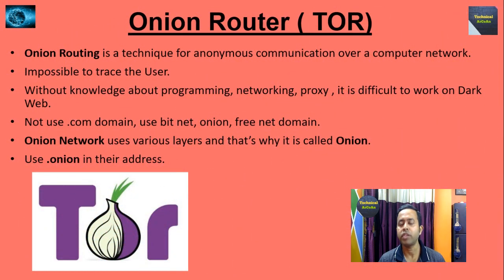Now we talk about the onion router. Onion routing is a technique for anonymous communication over a computer network. It is impossible to trace the user. Without knowledge about programming, networking and proxies, it is difficult to work on the dark web. It does not use the .com domain; it uses bitnet, onion, freenet domains. The onion network uses various layers, and that is why it is called onion, right? And this is the logo for the Tor browser. They use .onion in their address.